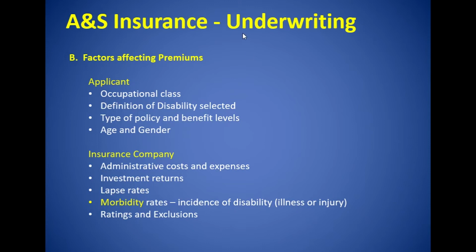So for disability insurance, we'll look at the admin costs of the company, investment returns that are possible from the premiums that are going to be paid, and lapse rates. These are surrender rates that can impact a company's overall costs. And morbidity rates, as I explained.